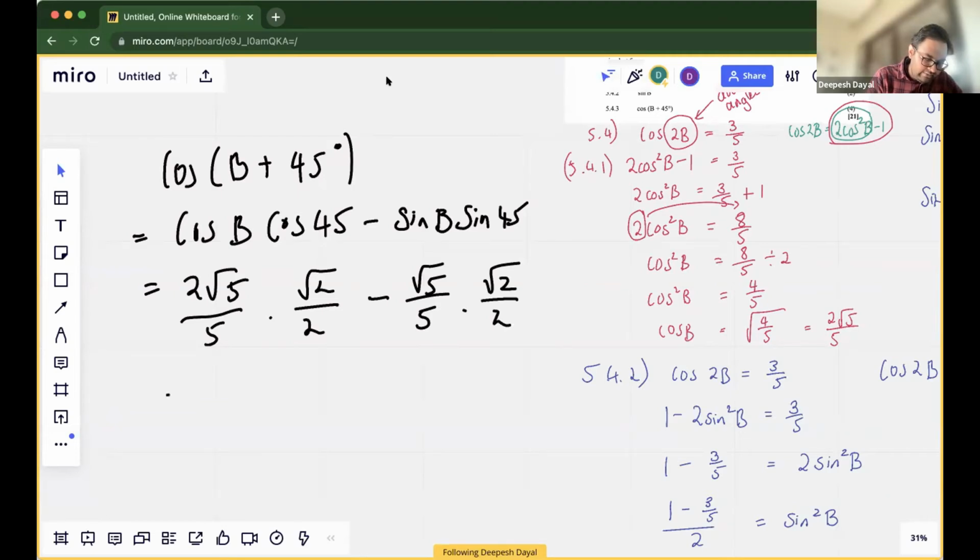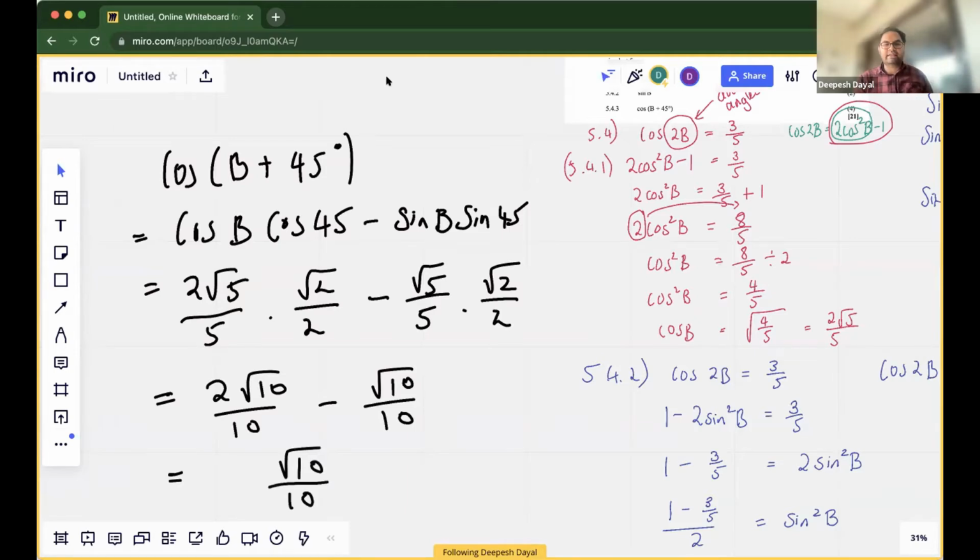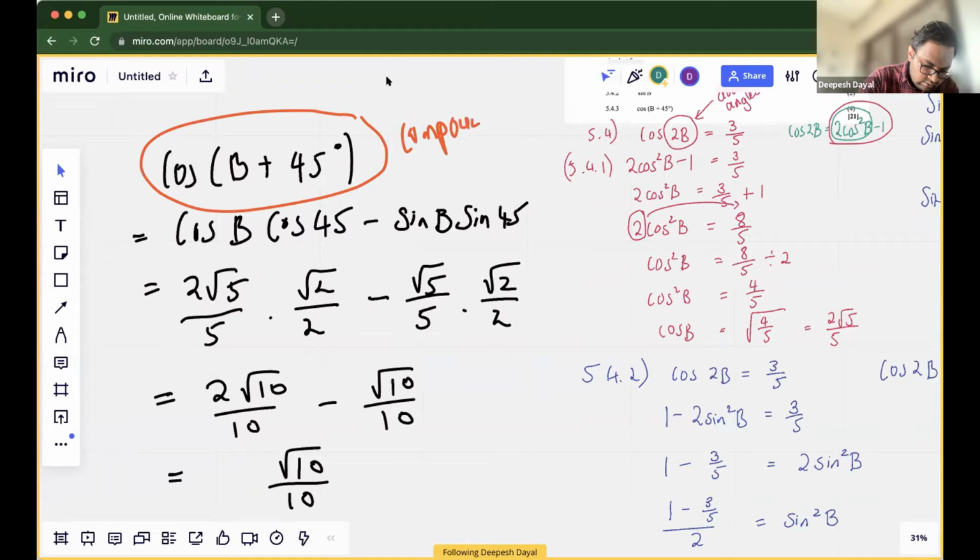And then we simplify this further. So it's 2 square root 10 over 10 minus square root 10 over 10, which just gives us square root 10 over 10. And that is our final answer for this one. So this one here, we use the compound angle formula, right? Compound angles here, right?